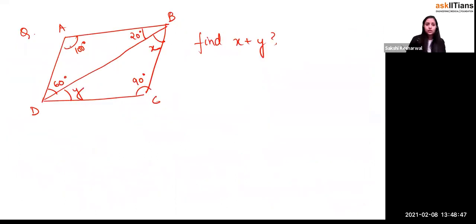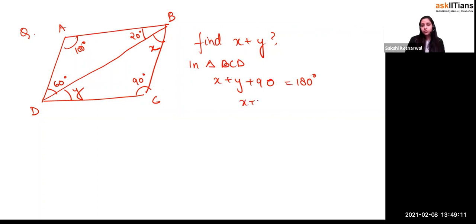So I said to find the value of x and y. As we have learned, we can go with two methods. Either you can say that in triangle BCD, x plus y plus 90 is equal to how much, beta? 180 degrees. You have to find x plus y, so x plus y will be equal to 90 degrees. This is method one.